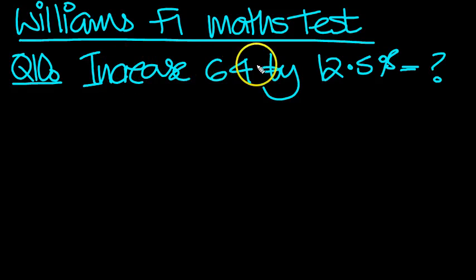Increase 64 by 12.5% equals what? That looks, on the surface, by appearance, quite a hard, tricky problem. But when you look at 12.5%, if you doubled that, you get 25%, wouldn't you? And if you doubled it again, you get 50%, and if you double it again, you get 100%.